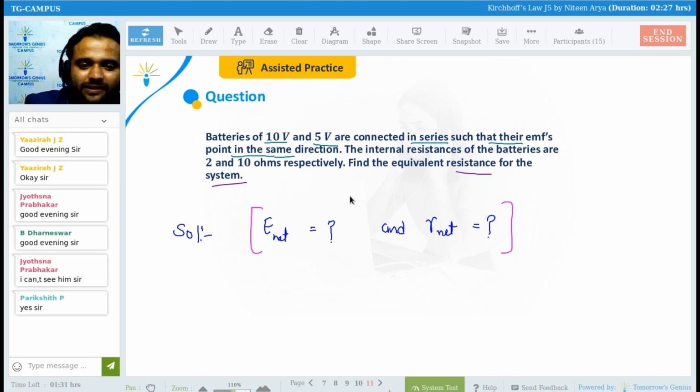But the simple thing is, two cells, two batteries of these many volts, 10 volt and 5 volt, are connected in the same direction. Meaning of saying that is that the positive terminal of the first is connected with the negative terminal of the second. Simple. Okay. And the moment you understand this, then that is everything.